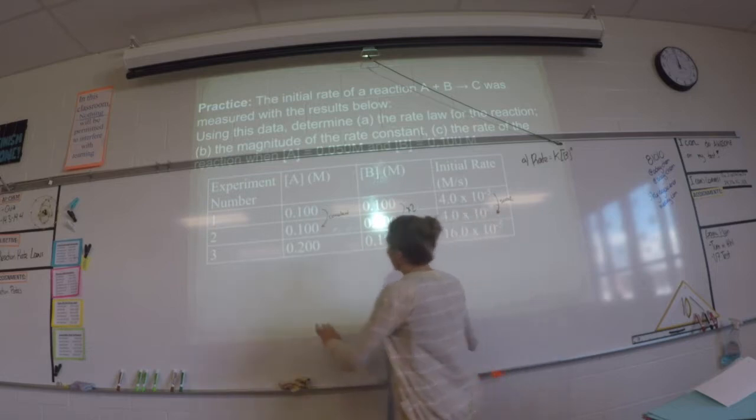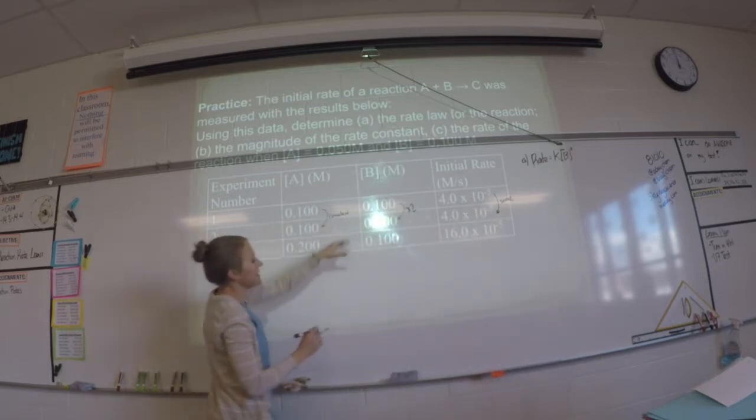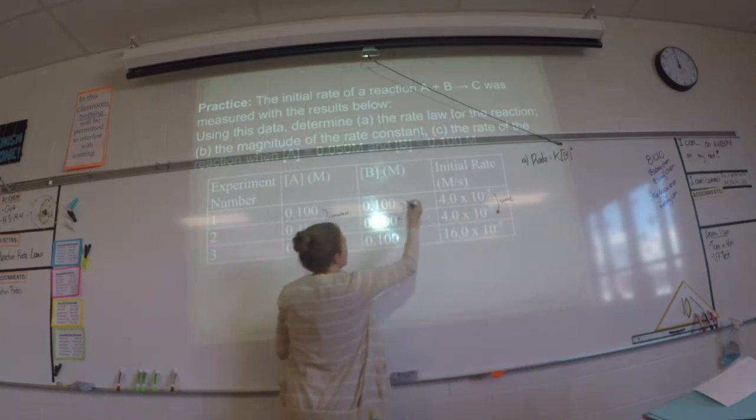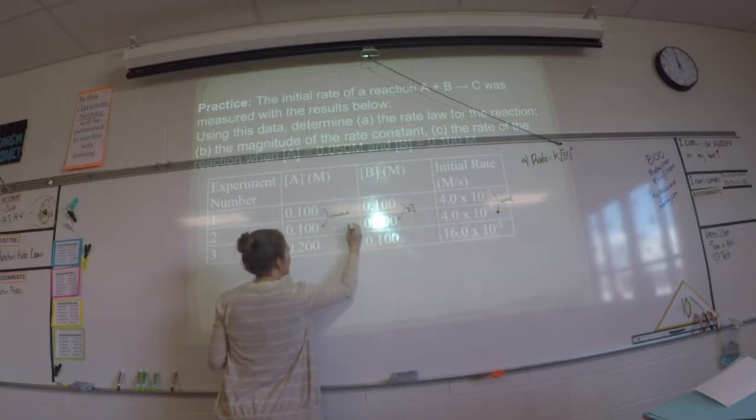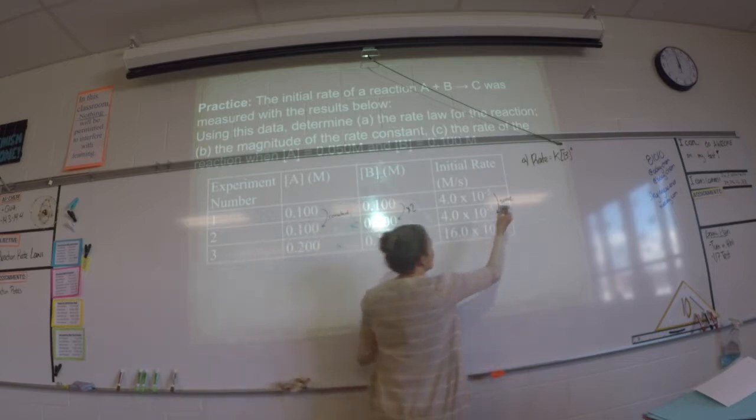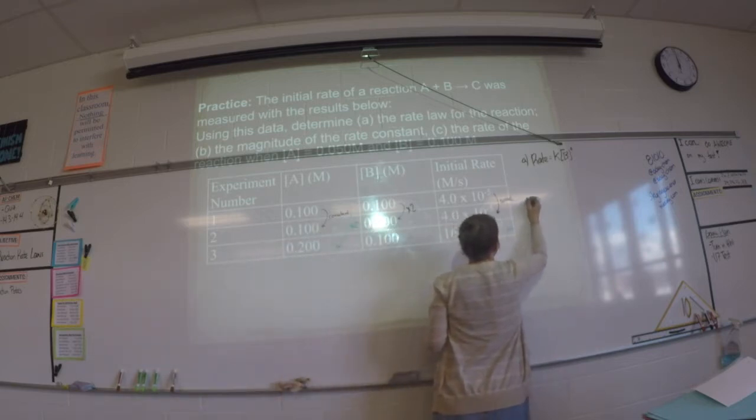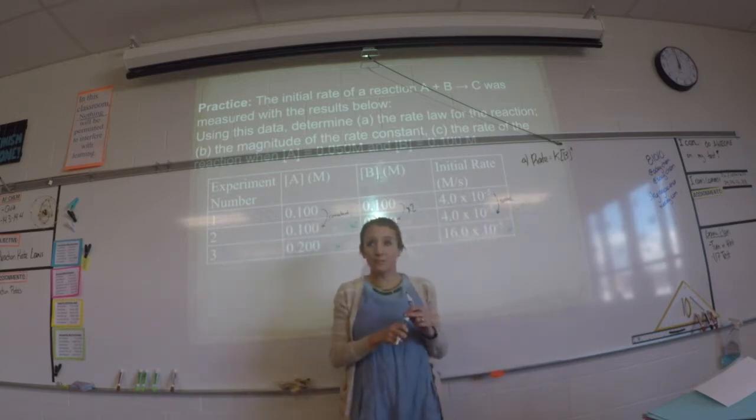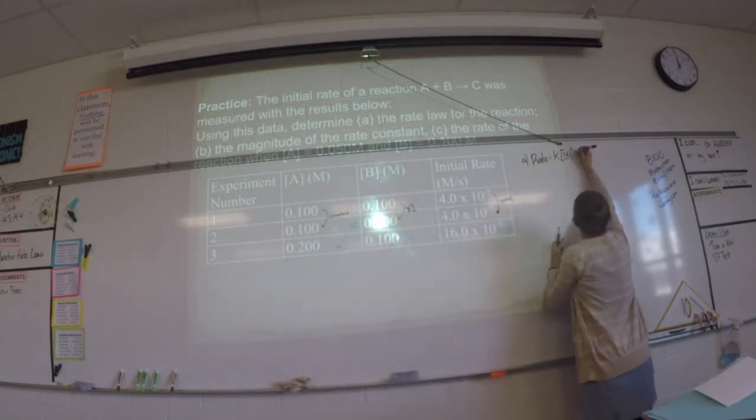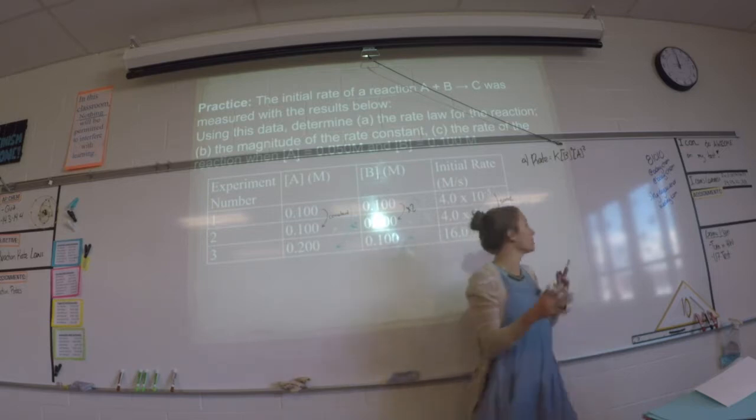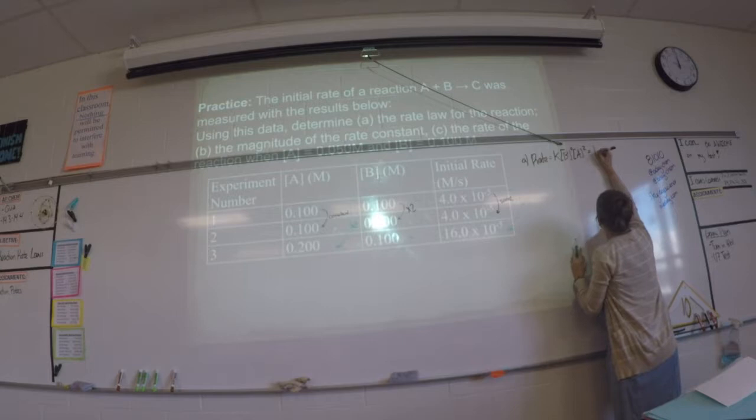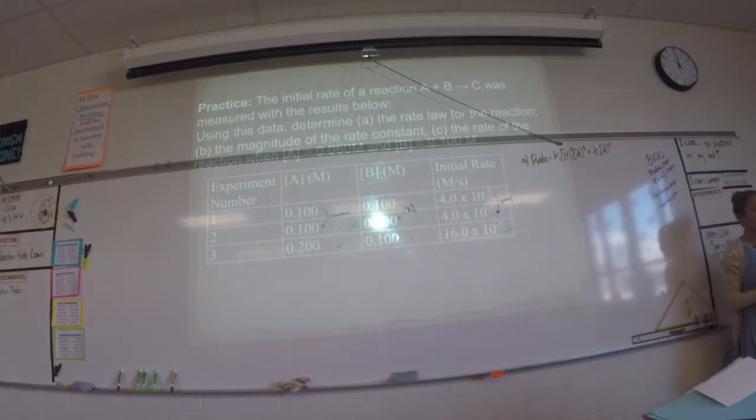So now I'm going to compare, because I want to keep B constant. So from here to here, that stayed constant. Here to here, it doubled. And this one quadrupled, which means its rate order is to the second. Okay? Technically, since B is to the zero order, you can simplify it to just that.